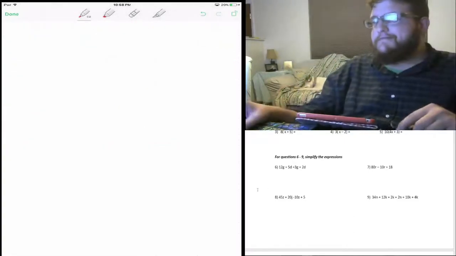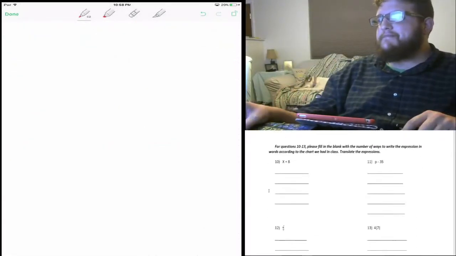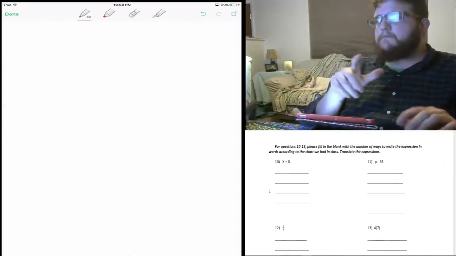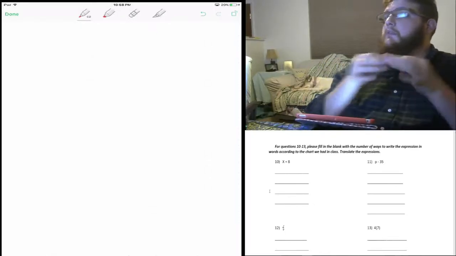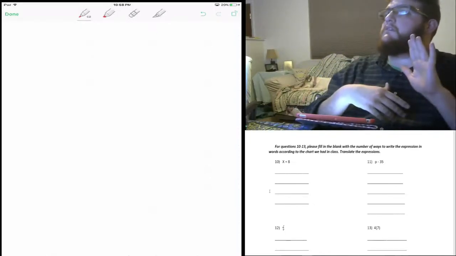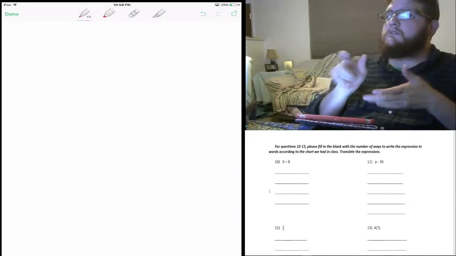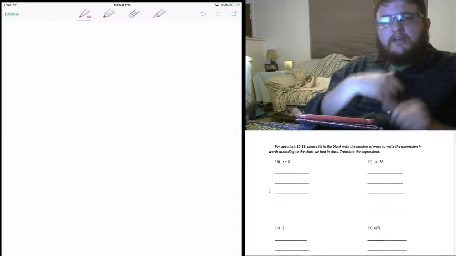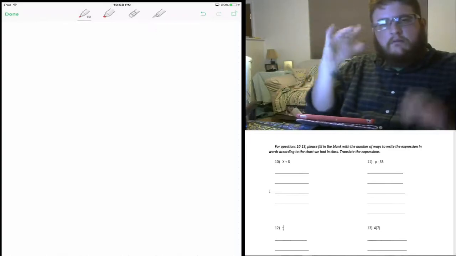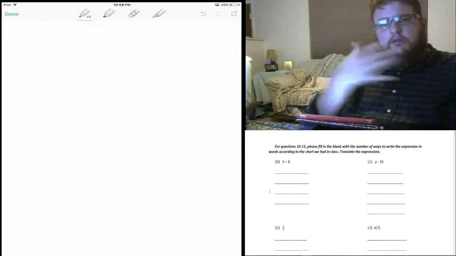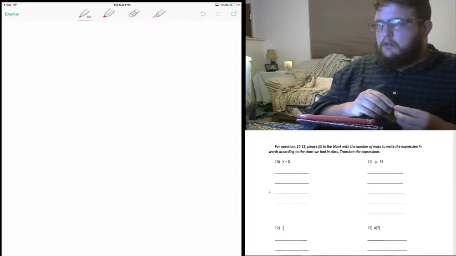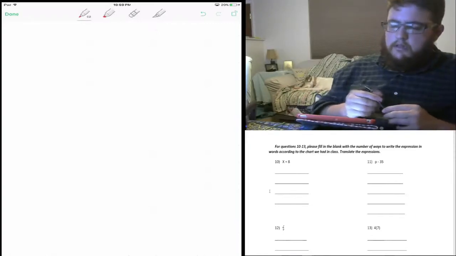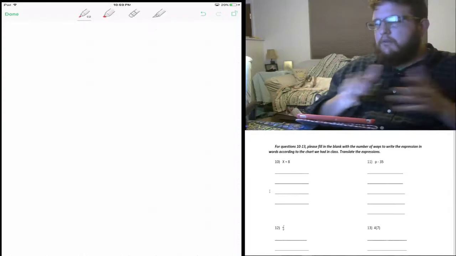Alright, let's move on. Our first page is done. For questions 10 through 13, please fill out the blank with any number of ways to write the expression in words according to the chart we had in class. Translate the expression. So, if you look back in your notes, it actually was in there on more than one occasion. You'll have a chart that has 4 columns: addition, subtraction, multiplication, and division.